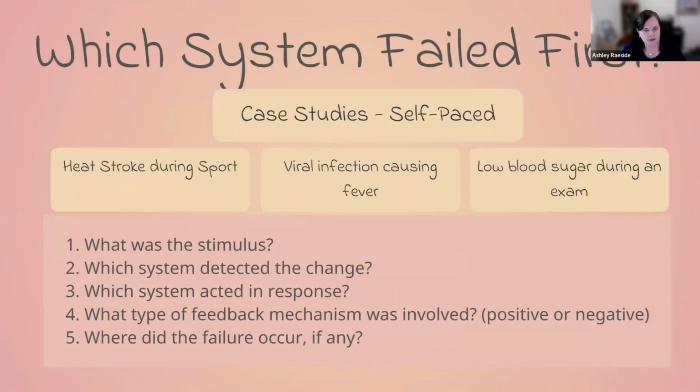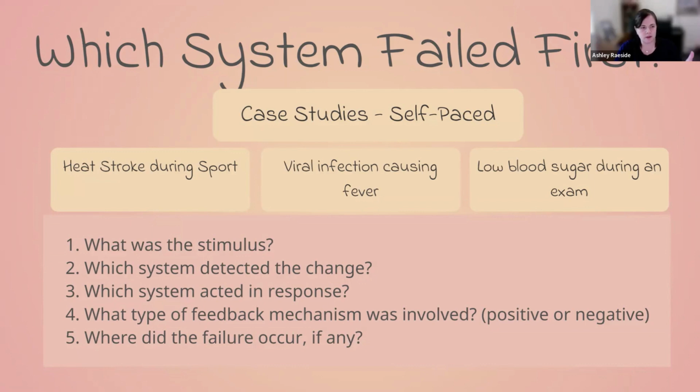So to start with, we're going to do a self-paced case study, or 3 case studies. So we've got 3 here. We've got heat stroke during sport, which we talked about briefly last lesson. We've got viral infection causing fever, and we've got low blood sugar during an exam. So we've got 5 questions here that I want you to answer for each case study. So there should be 15 questions that you answer.